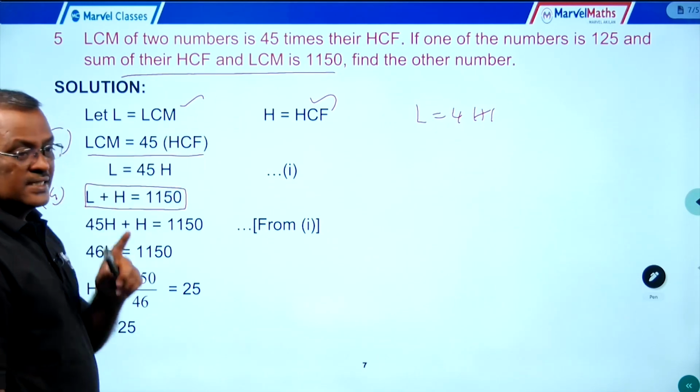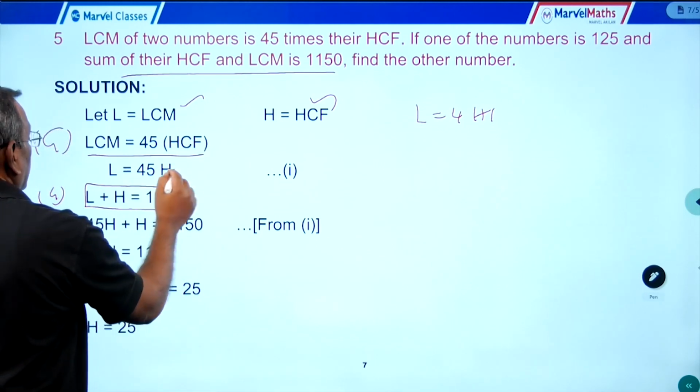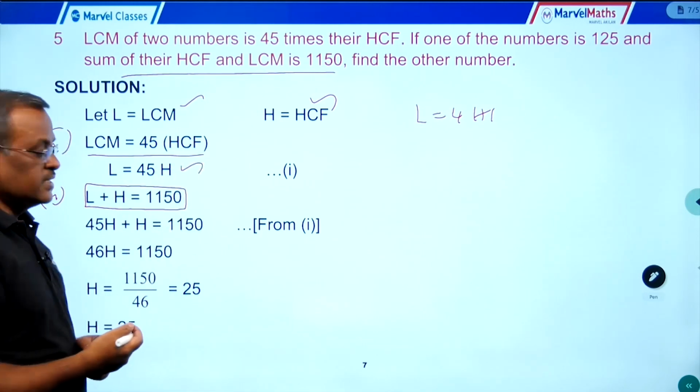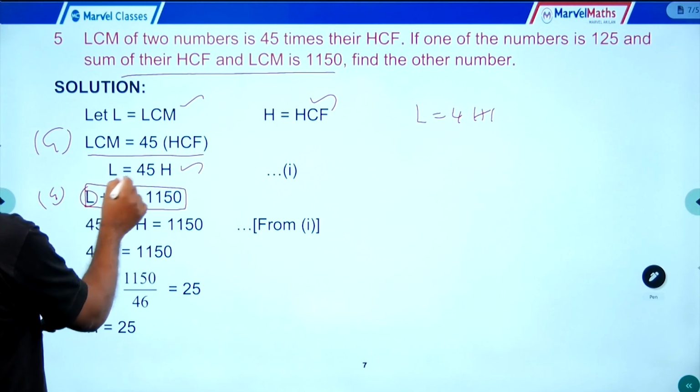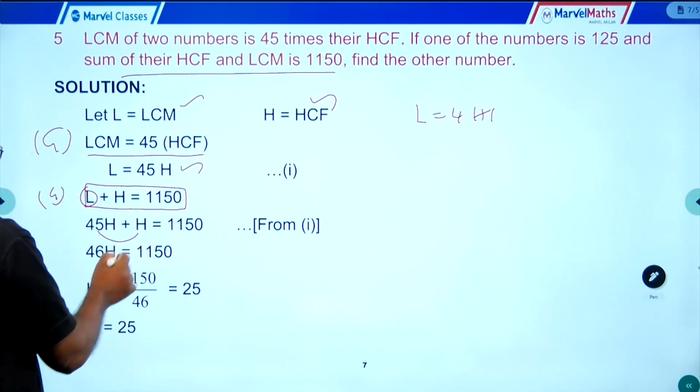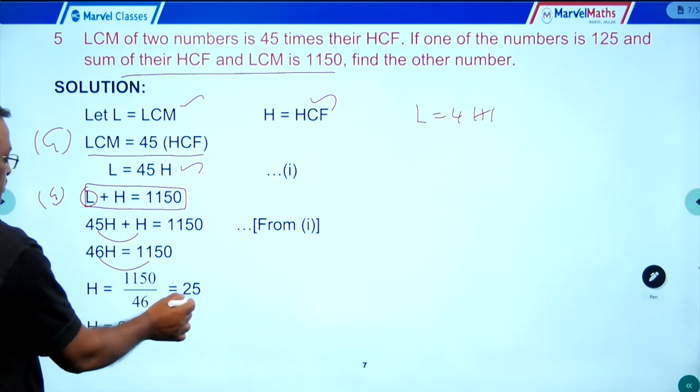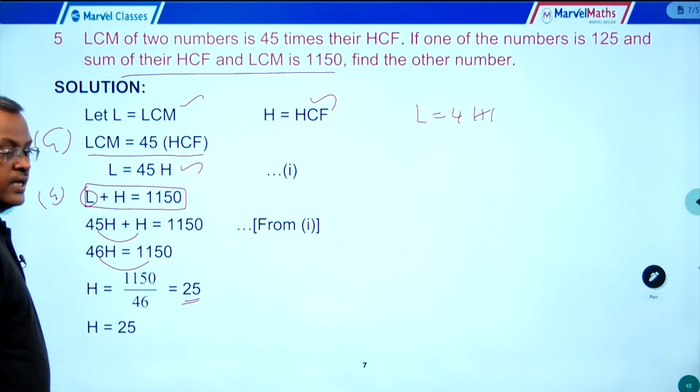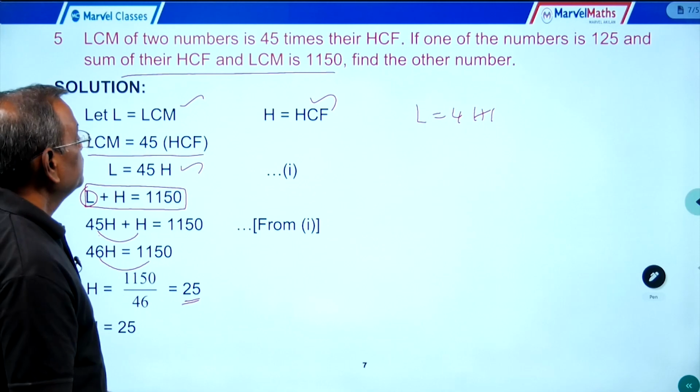But one more condition is given. What is that condition? LCM equal to 45 times HCF. So replace L by 45H. So 45H plus H, 46H equal to 1150, so H equal to 25. Therefore HCF equal to 25.